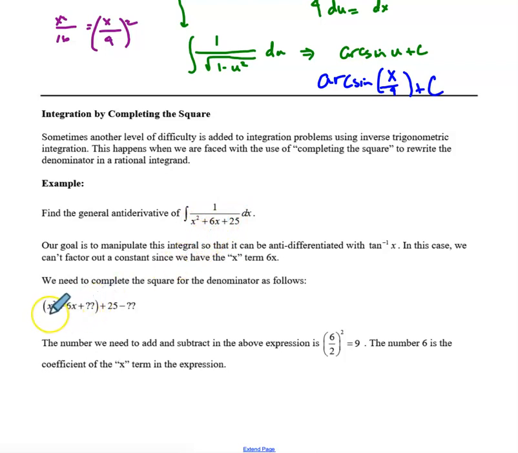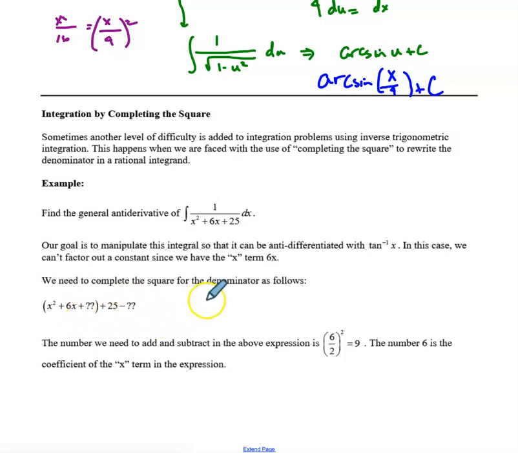Recall that completing the square means to take the constant and put it outside parentheses and just look at the first two terms with the x variables in them. So x squared plus 6x plus something, plus 25 outside the paren, and then of course I have to subtract that something so I maintain equality. Whatever number this is, I add it here and subtract it here.